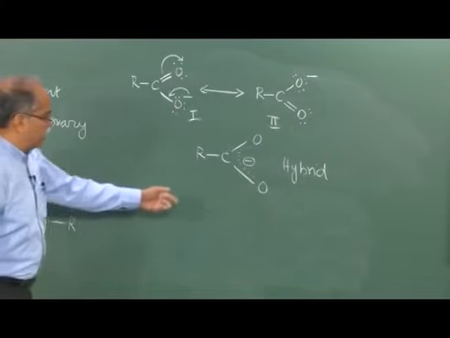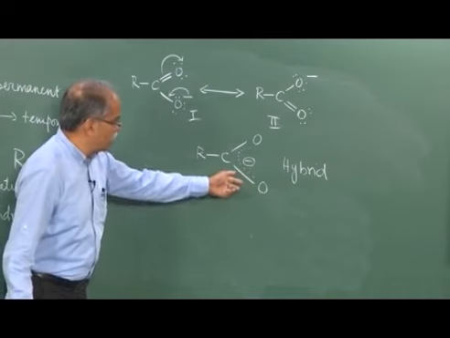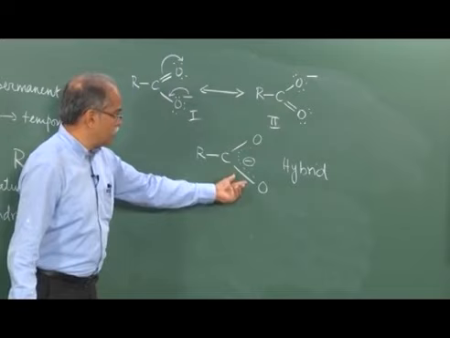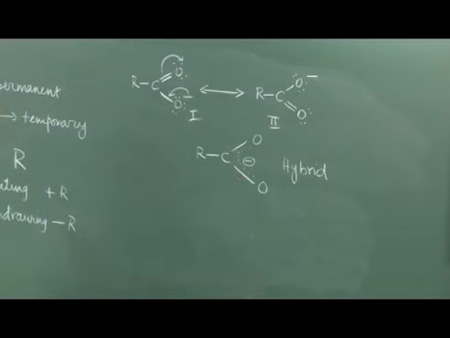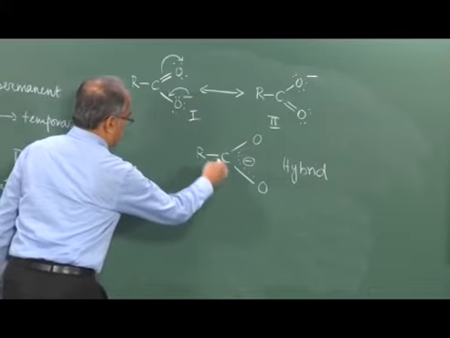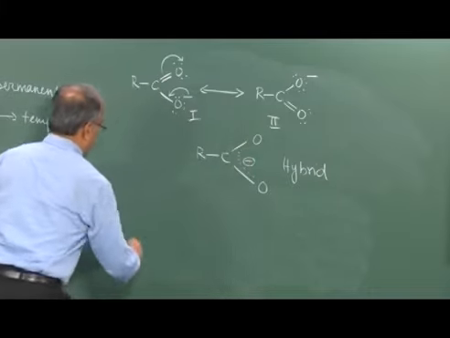If you equally delocalize the negative charge on both the oxygens, then the probability that this carbon oxygen bond and this carbon oxygen bond will be equal in nature. So, this is an example of a resonance structure of this particular molecule. Similarly, there are several examples that one can give for the resonance structure.